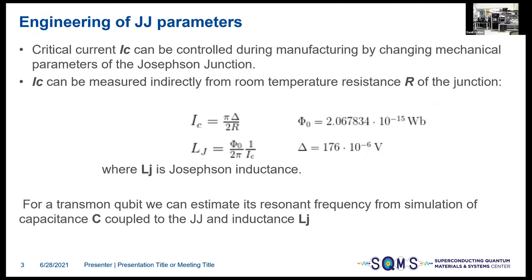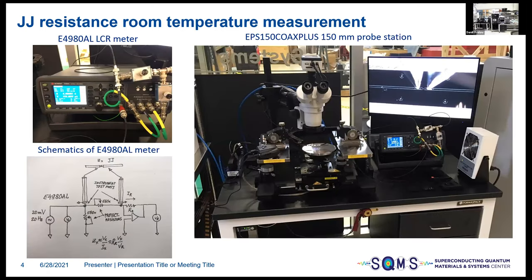So next, we can control the critical current in a Josephson junction by changing the sizes of the junctions. And we can measure it directly by measuring the room temperature resistance of the Josephson junction. And using simple formulas, we can extract the Josephson inductance. For a transmon qubit, we can estimate the resonant frequency from simulation of the capacitance coupled to the Josephson junction and the Josephson inductance. And this is an example of a setup of how room temperature resistance of a Josephson junction is measured. And I will show you later in more detail.